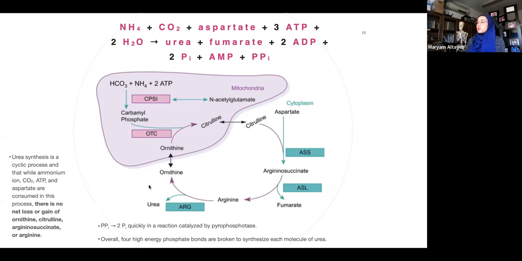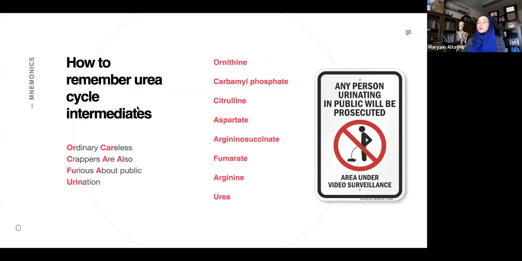Just to really ingrain it in your minds, we're going to go through the mnemonics one more time. So how to remember the urea cycle intermediates. We said ordinary careless croppers are also furious about public carriage. So ornithine for ordinary, careless for carbamyl phosphate, citrulline for croppers, R for aspartate, also for argininosuccinate, furious for fumarate, about for arginine, and urination for urea. Okay, I hope that cleared everything up.